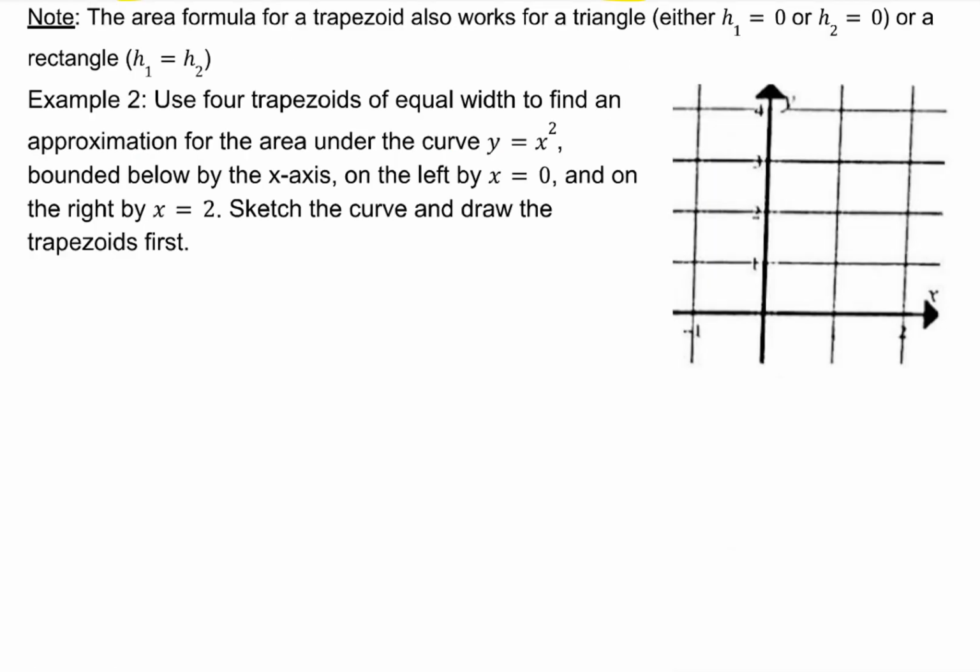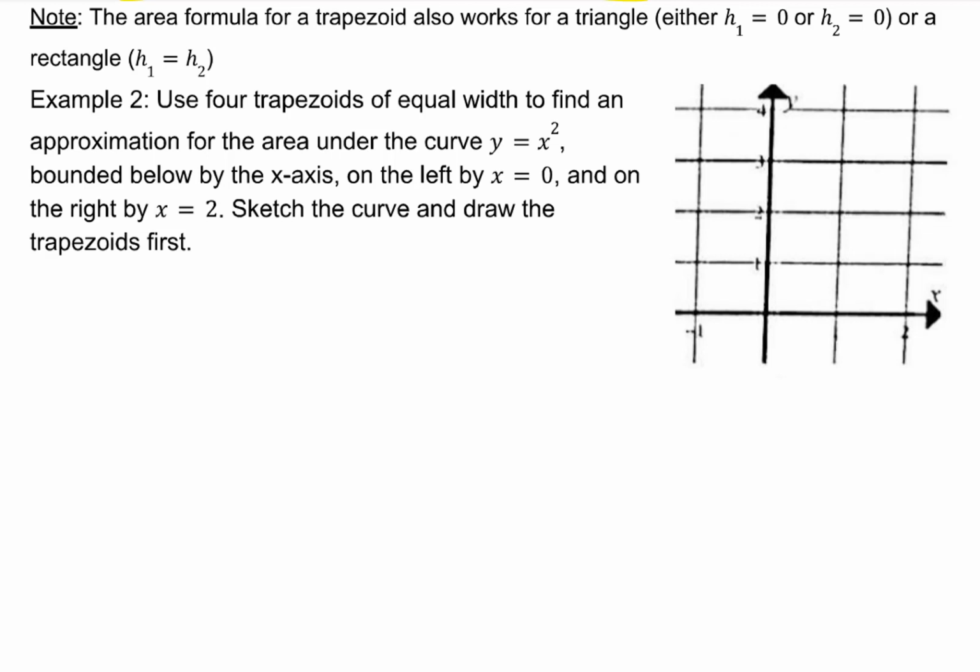Use 4 trapezoids of equal width to find an approximation for the area under the curve y equals x squared, bounded below by the x-axis, on the left by x equals 0, and on the right by x equals 2. Sketch the curve and draw the trapezoids first. Begin by graphing.